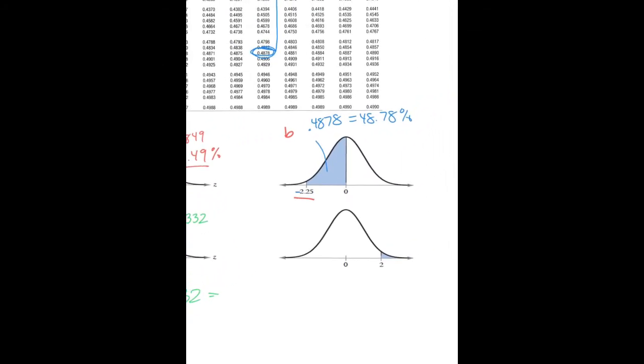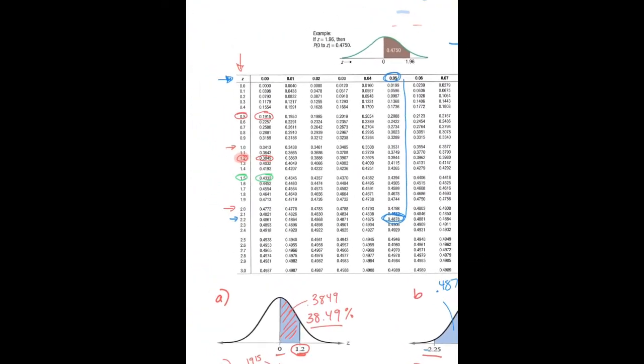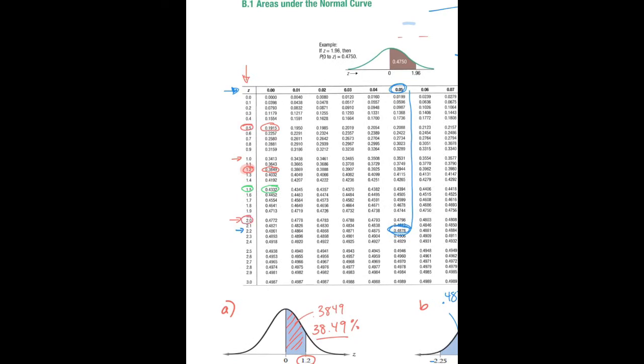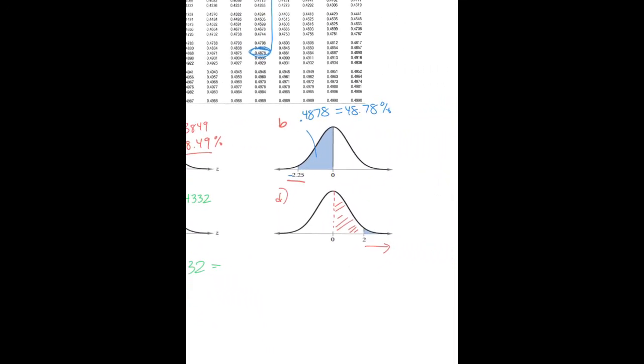Okay, let's do our last example here. In this case, we're looking for the area greater than 2 standard deviations from the mean. Notice how small this region is, right? Notice it's going to be a small region. So first thing we're going to do is we have to do this in 2 parts. The first thing we need to find is what is the area between 0 and 2 standard deviations from the mean. So let's find that first. So here is 2 standard deviations from the mean, and that area is 0.4772, almost 50%, right? So here is 0.4772.